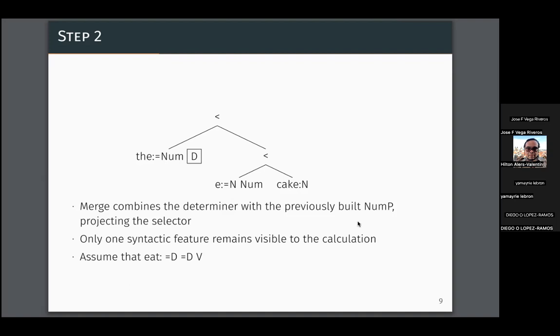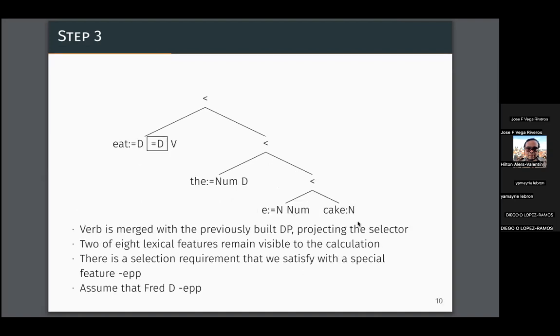So we have this in our lexical array. We have eat. So eat is going to select the determiner, and now we still have one feature left, so we need another determiner.